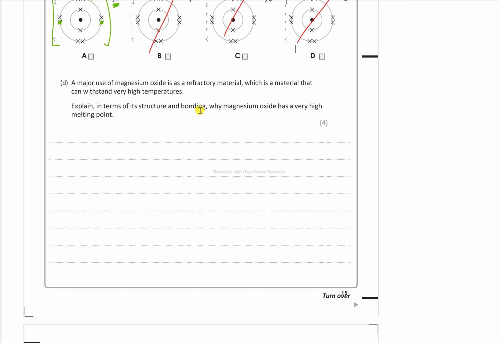So, 4 marker. Right, okay. The major use of magnesium oxide is as a refractory material, which is a material that can withstand very high temperatures. Explain in terms of its structure and bonding why magnesium oxide has a very high melting point.